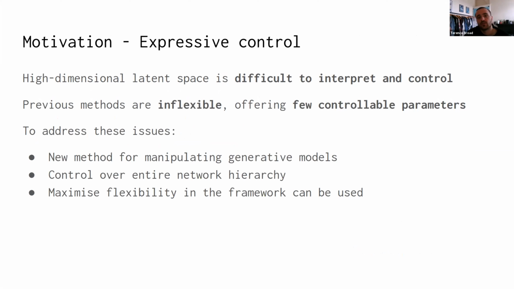We wanted to build on this work, but take it further. GANPaint is quite limited. There are only a few features that you can work with, so it's more of a tech demo than a framework that, say, artists would want to use. The other motivation is that high dimensional latent space is very difficult to interpret and control. So we wanted to give artists more meaningful control over what they're doing, but also flexibility. We want to give them control over the entire network hierarchy, and we want to maximize the flexibility in the way that the framework can be used.